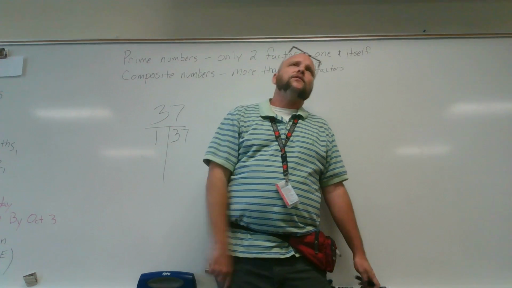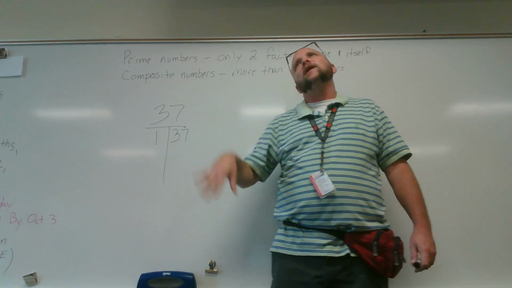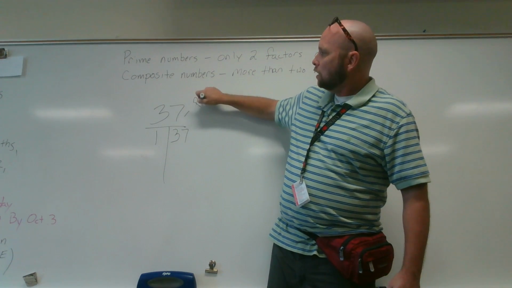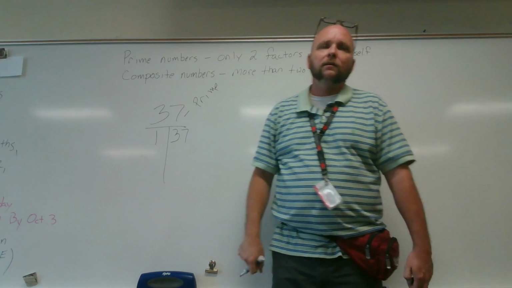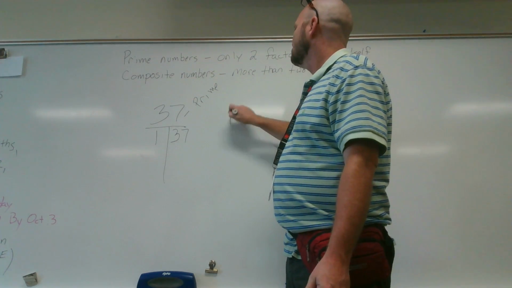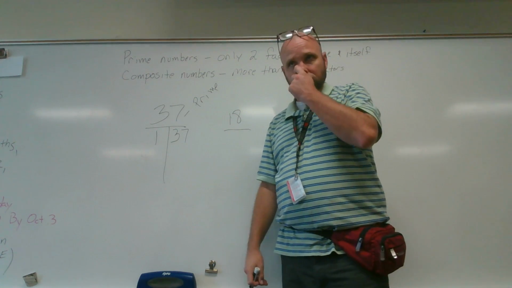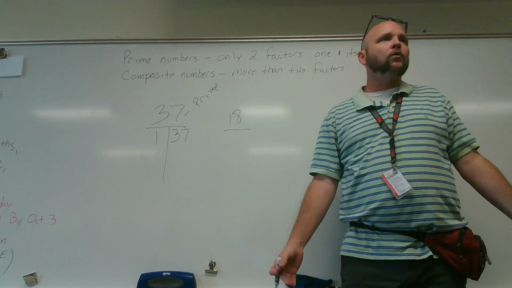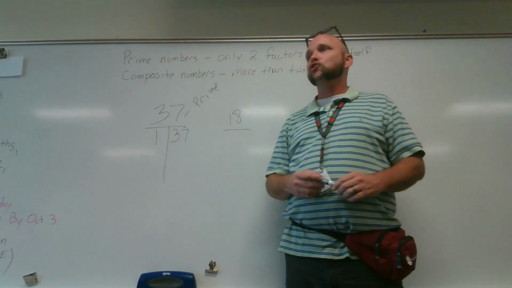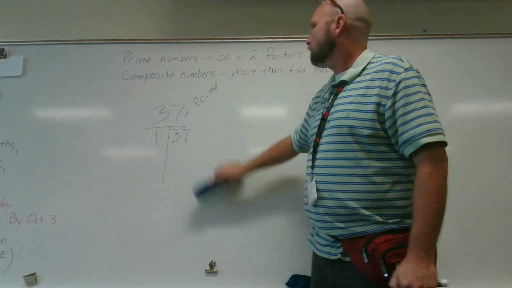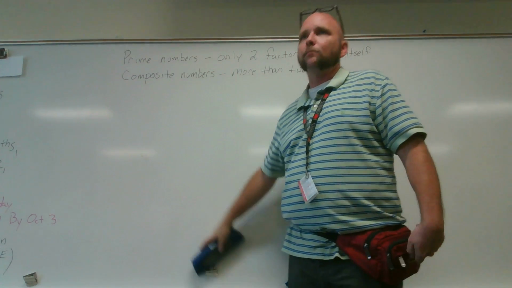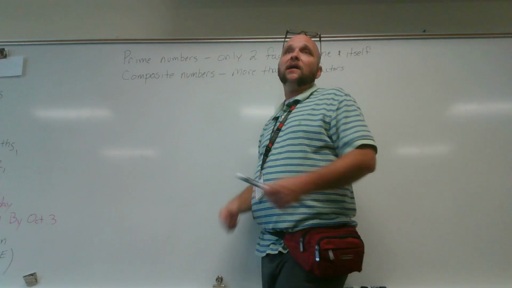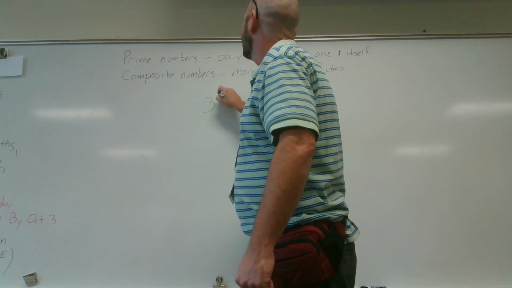All right, does 2 go into 37? No. 3? No. 4? No. 5? No. Guess what? 37 is a prime number. The only two factors of 37 are 1 and 37. All right. Can 18 be a prime number? No, it's even. The only even prime number is 2. So that's a composite number. If a number's not prime, it's composite.